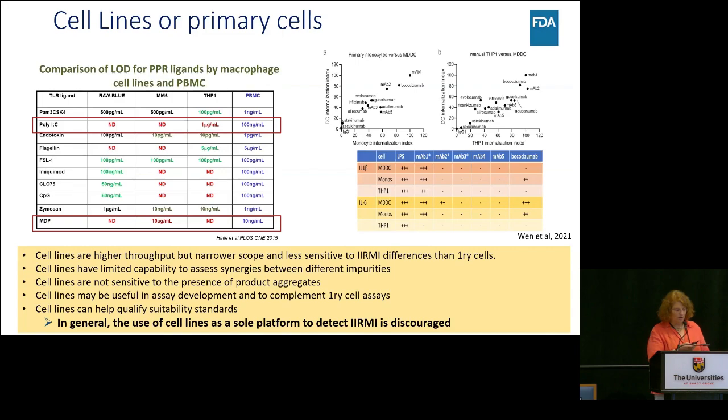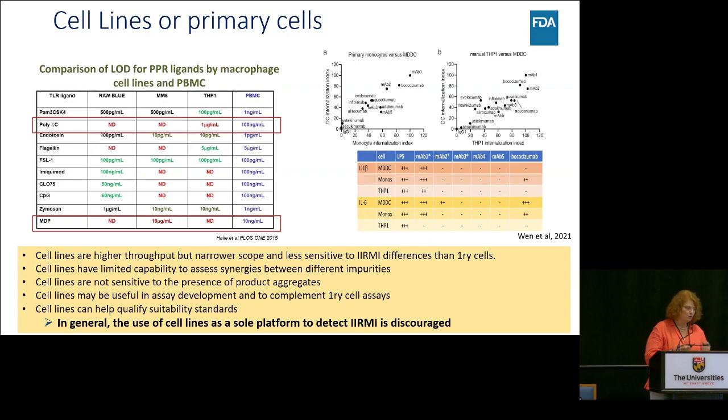So this is where we are with respect to cell lines. Cell lines are high throughput, but they have a narrower scope and less sensitivity than primary cells. They also have a limited capacity to really assess for synergies. It's one type of cell line. You don't have different types of cell lines interacting. And they're really lousy at detecting aggregates. So for all those reasons, we don't love them as a platform.